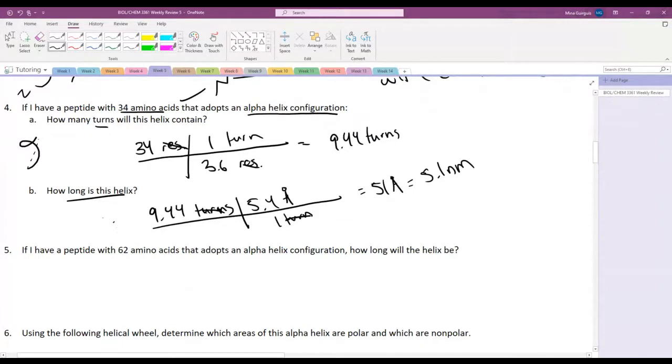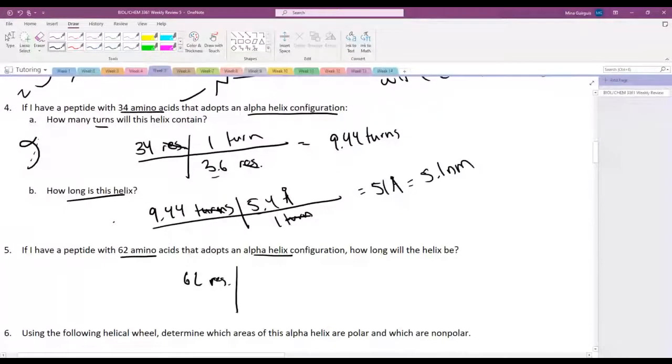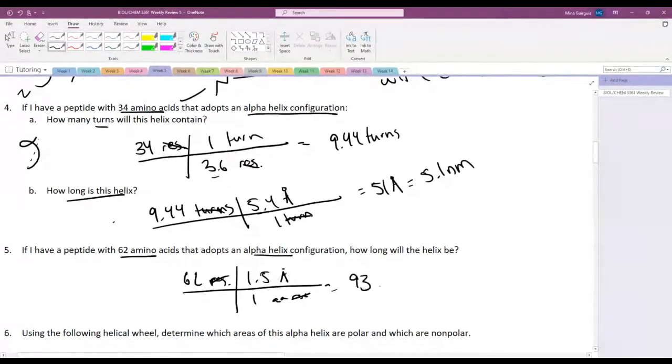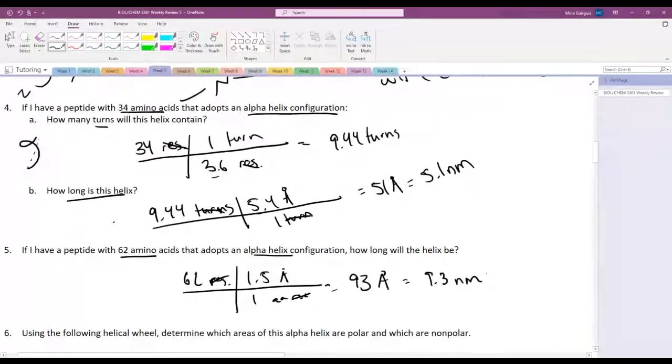On the other hand, if I don't want to use both 3.6 and 5.4, let's do this one. 62 amino acids, alpha helix. How long will the helix be? I can say 62 residues. And I know the conversion factor that I want to use now is 1.5 angstroms per one amino acid residue. So these get canceled, and I'm just going to multiply 62 by 1.5 instead. It's really just one step less, but a lot of people prefer it, like I said. The number you get is 93 angstroms, or once again, 9.3 nanometers.